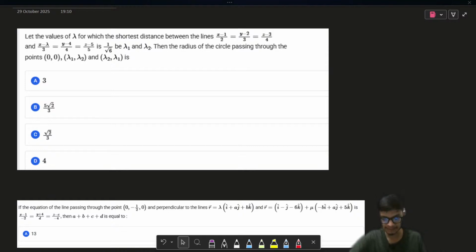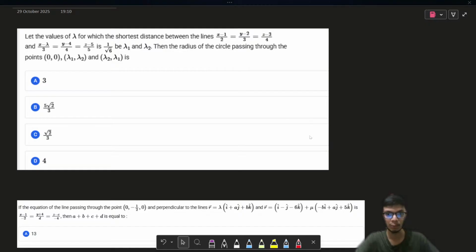We have finished the entire chapter, where we discussed the basics of 3D geometry, starting from the concepts of direction ratio and direction cosines. Then we discussed straight lines in space, and also the concept of planes. In today's lecture, we are going to specifically discuss some of the JEE Mains previous year questions.